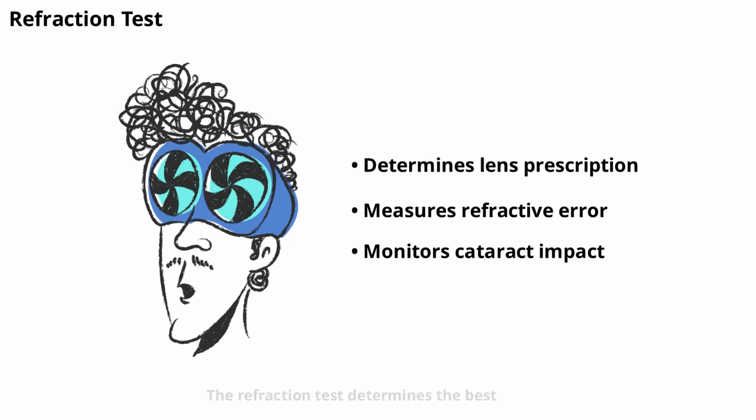The refraction test determines the best prescription for glasses or contact lenses. During this test, the patient looks through a device called a phoropter, and the doctor changes lenses to find the combination that provides the clearest vision. Cataracts can cause changes in refractive error, so this test helps measure the impact on vision and guides recommendations for corrective lenses. It's a routine part of eye exams and important for monitoring cataract progression.